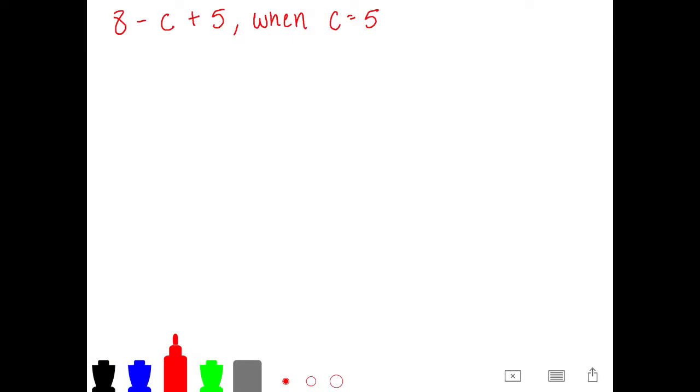Now we have 8 minus c plus 5 when c is equal to 5. So first, I'm going to start by writing 8 minus 5 because c is equal to 5. And then you have plus 5. So when you solve for it, the 5's cancel out because you have negative 5 plus 5, which gives you 0. And you're just left with 8.